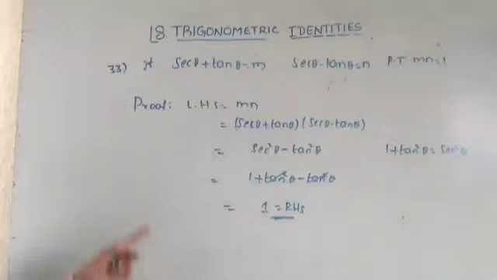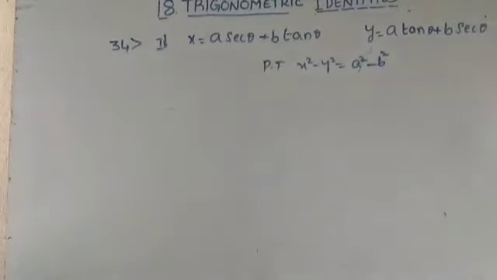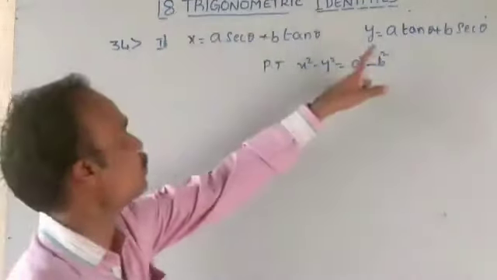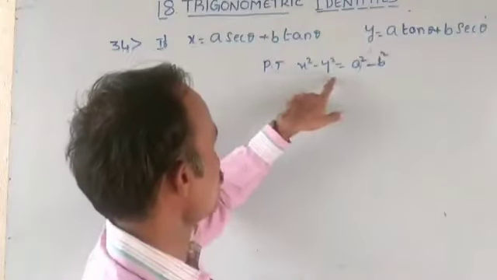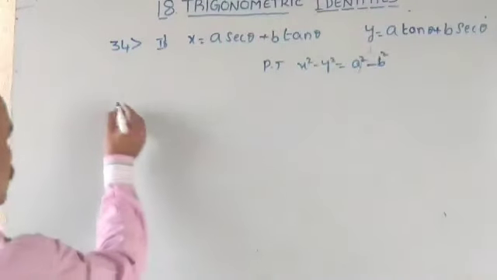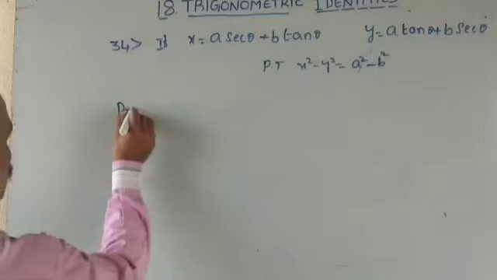Okay? Very simple. If x is equal to a secant theta plus b tan theta, and y is equal to a tan theta plus b secant theta, we have to prove that x square minus y square is equal to a square minus b square. Proof.